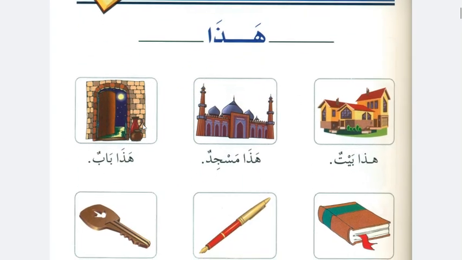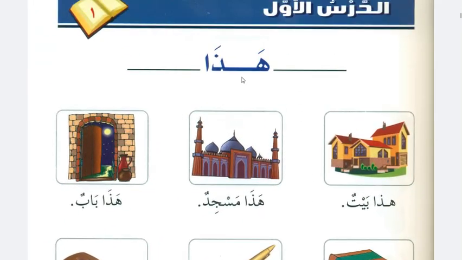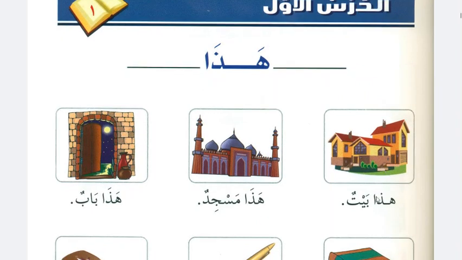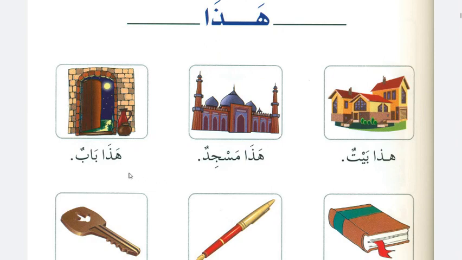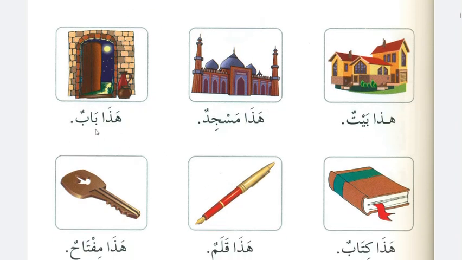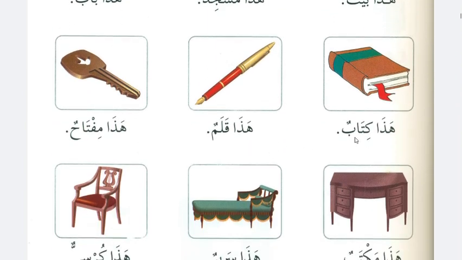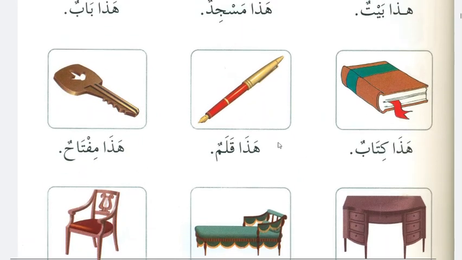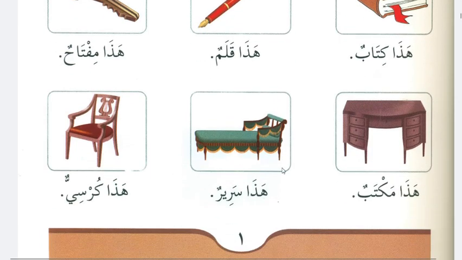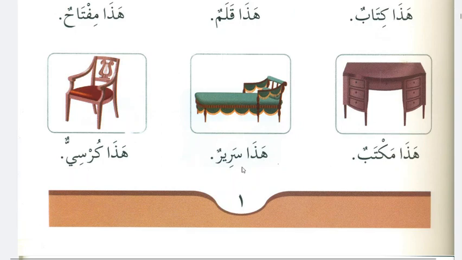Bismillah ar-Rahman ar-Rahim. Haza means this. Haza baytun, this is a house. Haza masjidun, this is a masjid. Haza babun, this is a door. Haza kitabun, this is a book. Haza kalamun, this is a pen. Haza miftahun, this is a key. Haza maktabun, this is a table. Haza sarirun, this is a bed. Haza kursiyun, this is a chair.